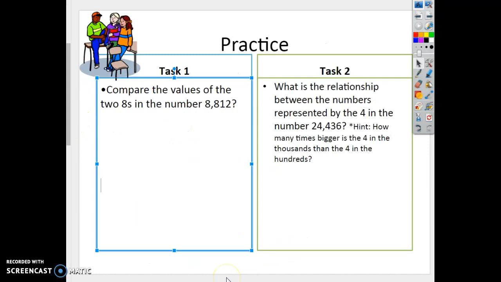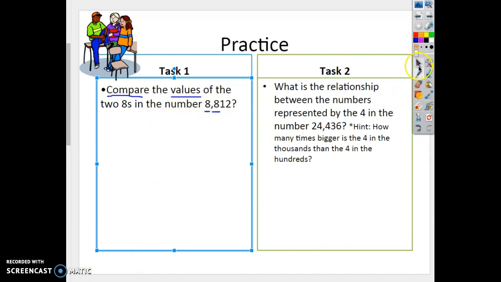Alright, so now it's time for a little practice on your scratch paper. So the first task I'm going to have you do is try to compare the values of the 2 8s in the number 8,812. So keywords be compare and the value. So we're looking at this 8 and this 8. So you're thinking about how much this 8 is worth compared to how much that 8 is worth. So what I want you to do is just write one complete sentence about comparing the values.